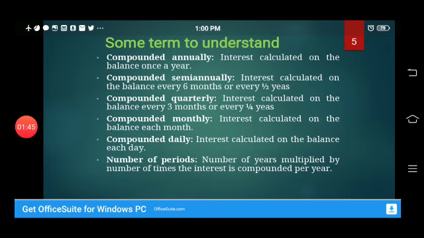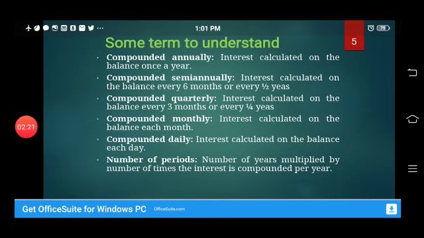Here it is compounded annually, compounded semi-annually, quarterly, monthly. Compounded annually means that you are giving interest once in a year. Semi-annually means that you are giving interest 2 times in a year, that is every 6 months. Compounded quarterly means that you are giving interest 4 times in a year, after every 3 months. Compounding monthly means that you are giving interest after every month, so you are giving 12 times in a year.